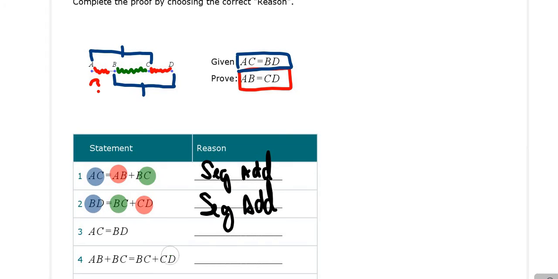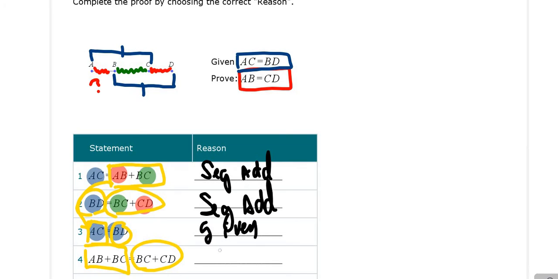This is your given information, the fact that the blues are congruent. And if the blues are congruent, you can swap out the sums for the blues. We're going to swap that out and bring it right down here. And this one, we swap BD out, and you bring it right down here. That is called substitution. This was given. This is substitution.